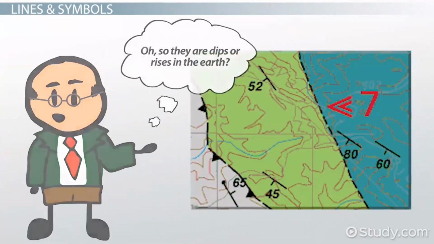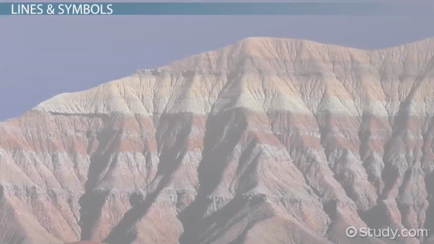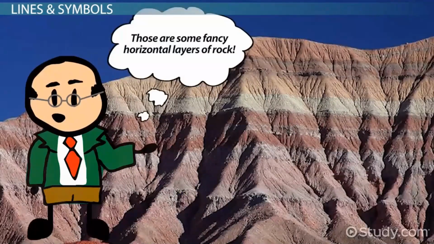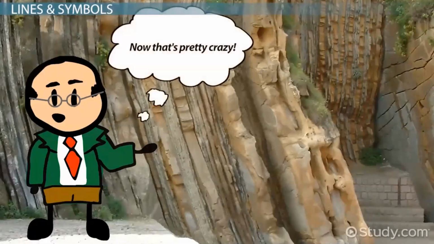On a geologic map, folds are represented by lines that are thicker than contact lines, but not quite as thick as faults. Lines on a geologic map can also indicate where the land has been tilted. If you think of the Grand Canyon, you can quite easily imagine all of those exposed horizontal layers of rock. But sometimes the land is turned on its side by earthquakes or other geologic events.